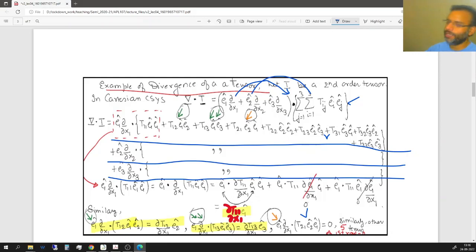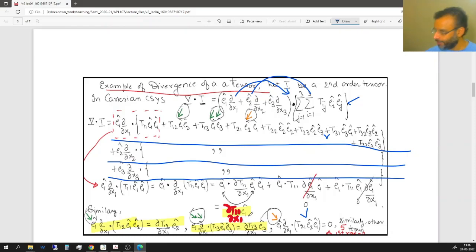Once you have taken care of the partial derivative operation, then the dot operation can be performed. And for that, the rule is the same as before. The rightmost unit vector from the left tensor is going to dot with the leftmost unit vector from the right tensor. In this case, E1 is going to dot with E1, and you finally get this surviving term del T11 del x1 E1.